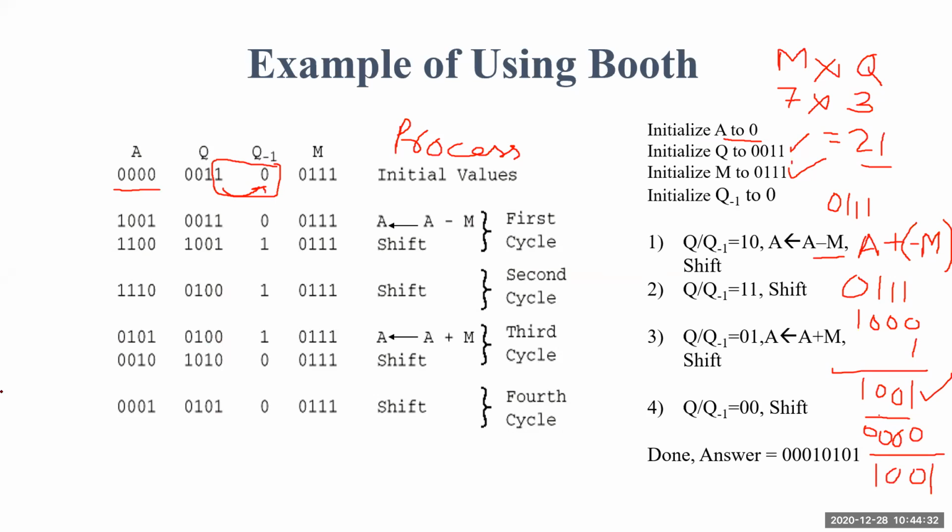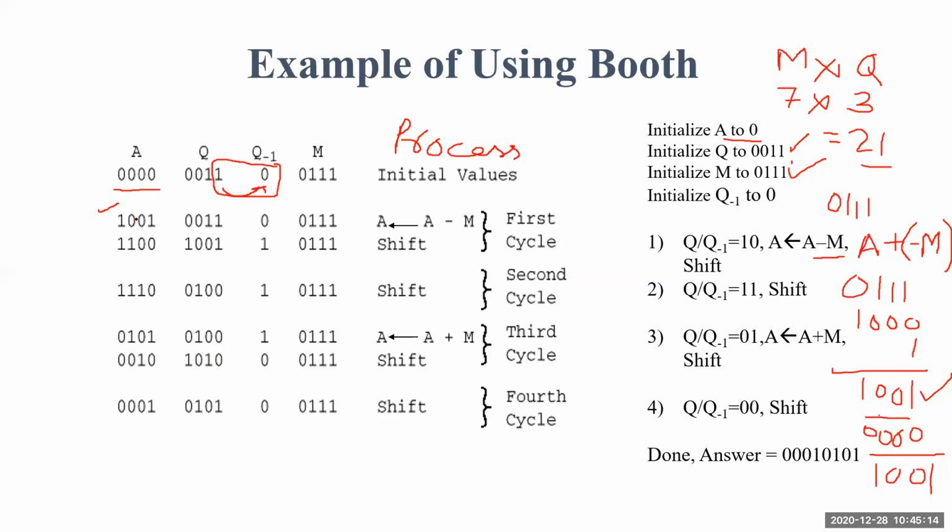See now, whenever it is 1 0 in the first cycle, what you are supposed to do is A minus M, and that value should be stored in the accumulator. So what is my new value now? A minus M value is 1001. That value is stored in the accumulator, and afterwards you write down all the other values as they are: 1100, the same thing will be written over here. The Q minus 1 is again 0, and M is again 0111.